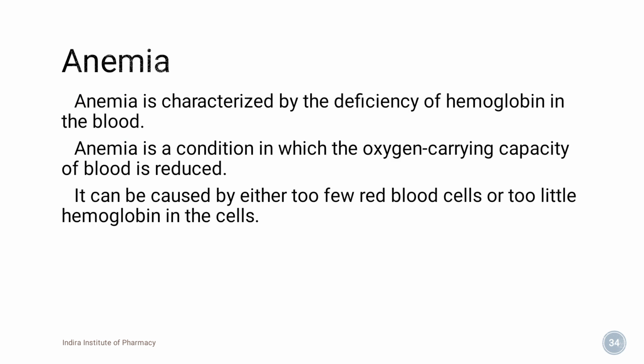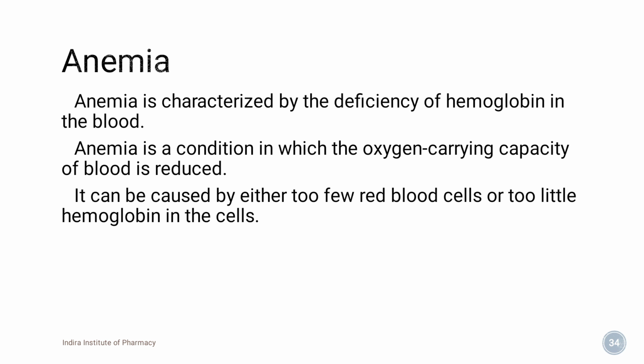So now what is anemia? Anemia is characterized by deficiency of hemoglobin in the blood. It is a condition in which the oxygen carrying capacity of the blood is reduced. So it can be caused by either too few blood cells or too little hemoglobin in the cell.